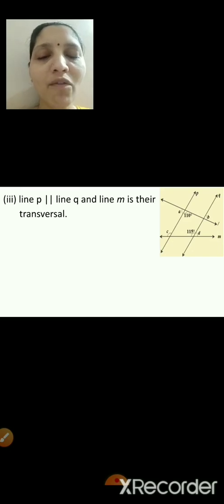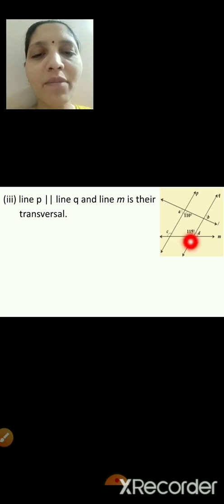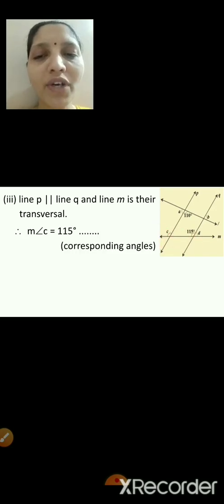Now let's try to find major angle C. For that we have to consider line P is parallel to line Q and line M is their transversal. If line M is the transversal, then we get here major angle C and the 115 degree angle. These two angles are corresponding angles. Therefore, we can write here major angle C is equal to 115 degrees. The reason is corresponding angles.